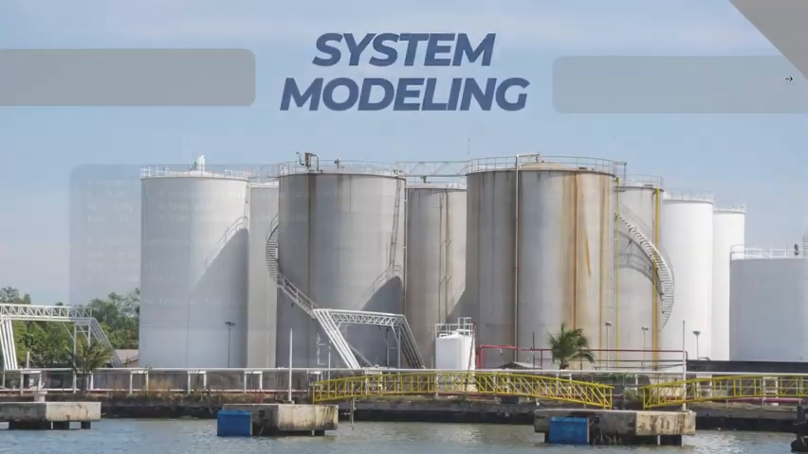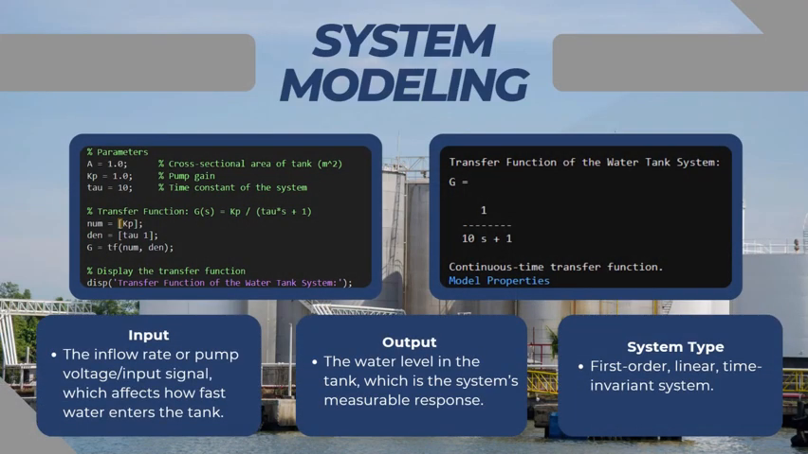1. System modeling: water tank system. In this system, we will use water flow control, considering the water entering the tank through the pump and the water exiting the tank through the valve. The important parameters of this system are as follows.